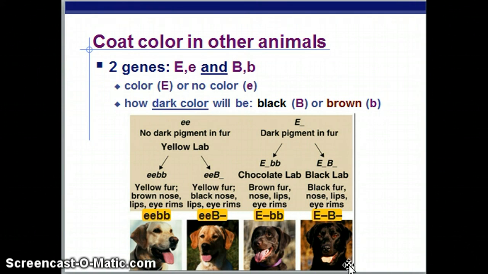If you look at the genotype above each of these pictures of the dogs, you'll see the dashes. Those dashes basically represent the missing alleles that don't matter. So once you have a dominant allele, whatever is next to it doesn't really matter. Because if it's dominant, well, you already have a dominant trait. If it's recessive, then it will be masked by that dominant trait that we already know is there.